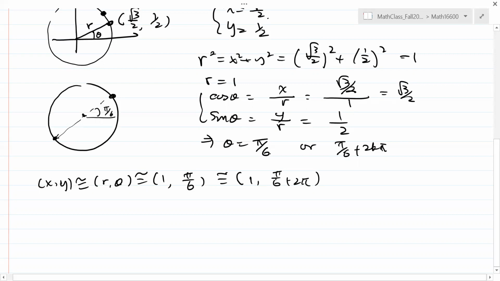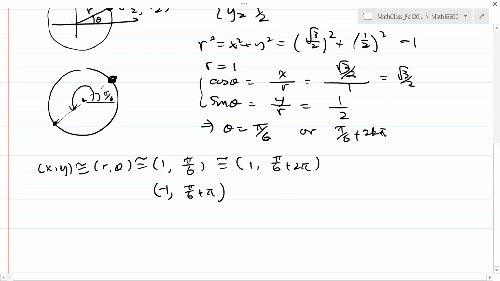So in order to reach this point, you have to go through this angle first, get to that point, and change the direction. So this angle is going to be plus pi over 6. So this will be negative one, pi over 6 plus pi. Right. So this also describes the same point.